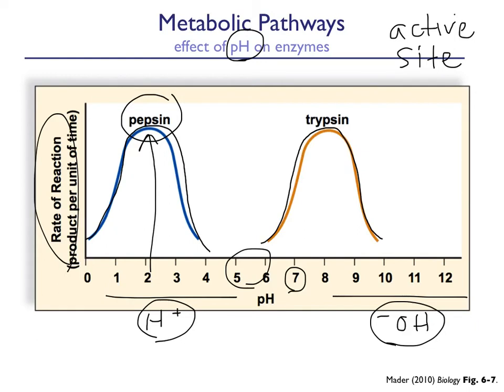Because acids and bases can change the shape of a protein, we see that they can have an effect on how well an enzyme works, because an enzyme, as a protein, needs to have a very specific shape in order to work properly. You change the shape, you change the active site.